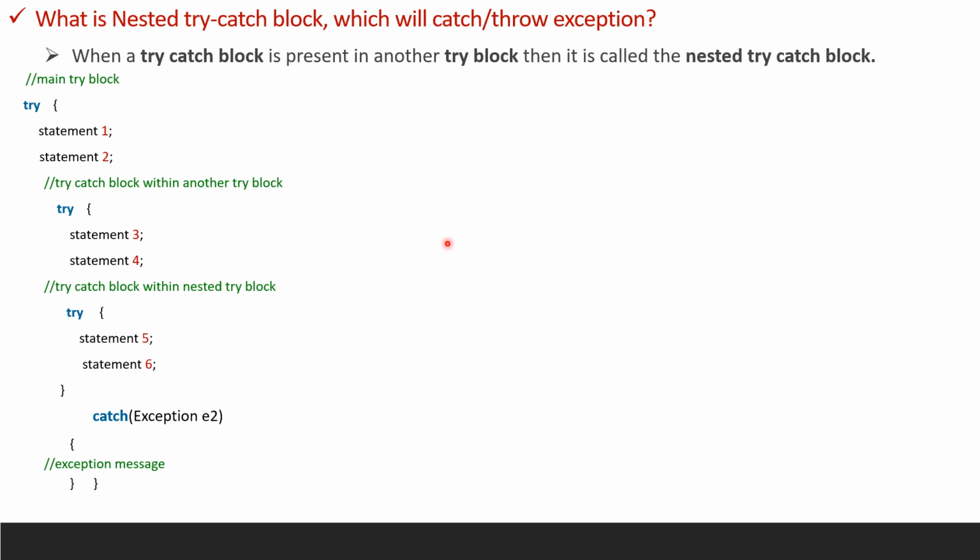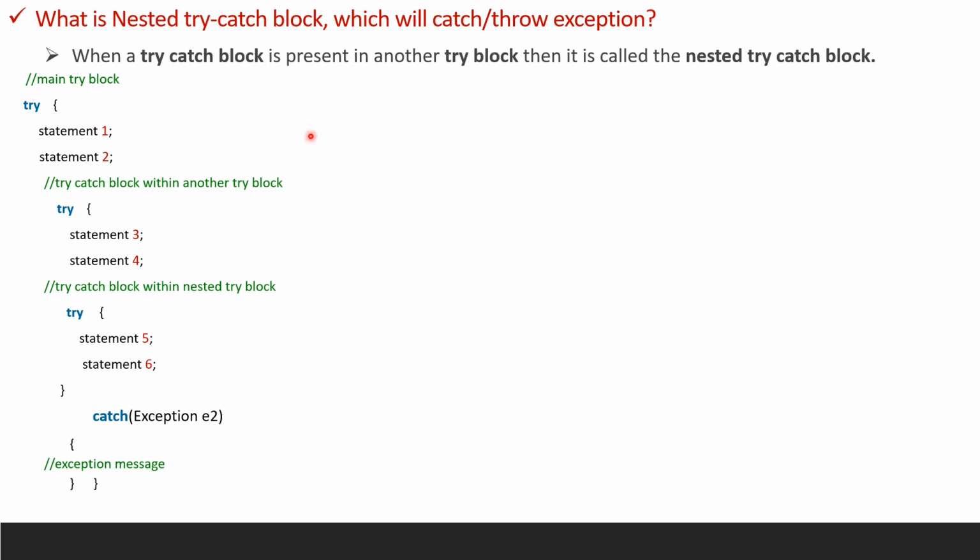So the next question, related to Java: what is a nested try-catch block, and which will catch or throw the exception? We already know what a nested try-catch block is. If a try-catch block is present inside another try block, it is called a nested try-catch block. Here the interviewer keenly wants to know which will catch or throw the exception first.